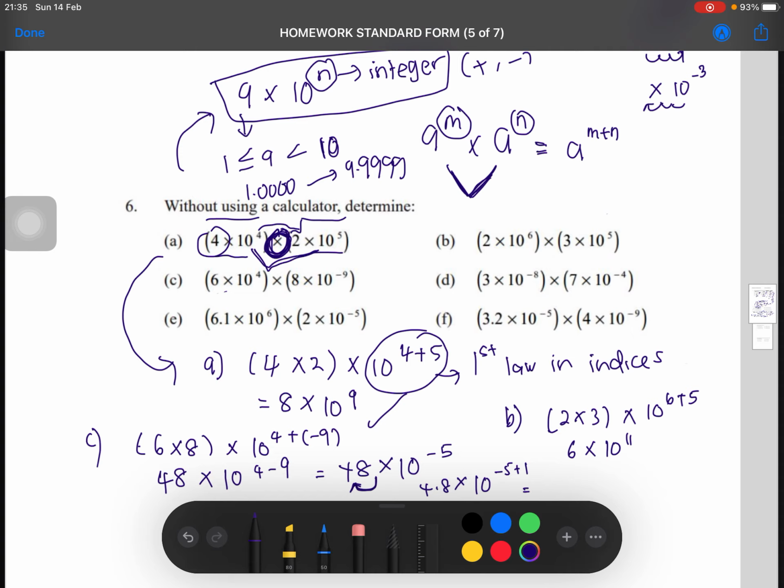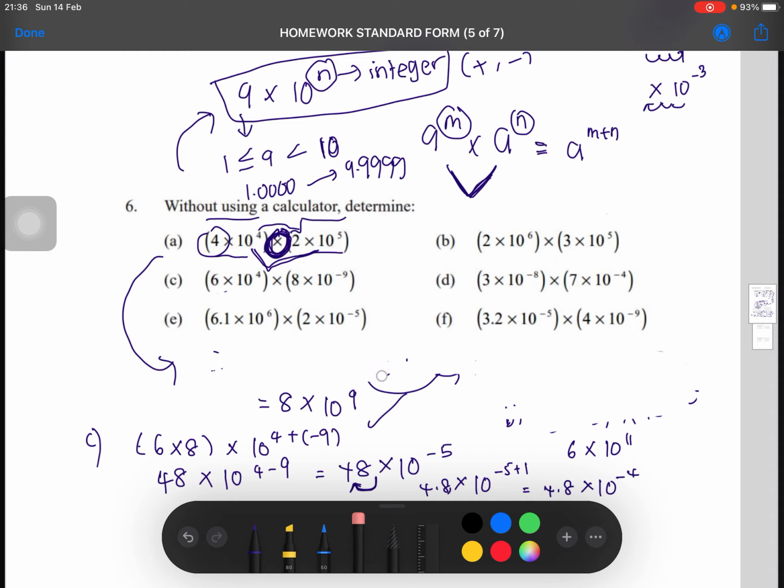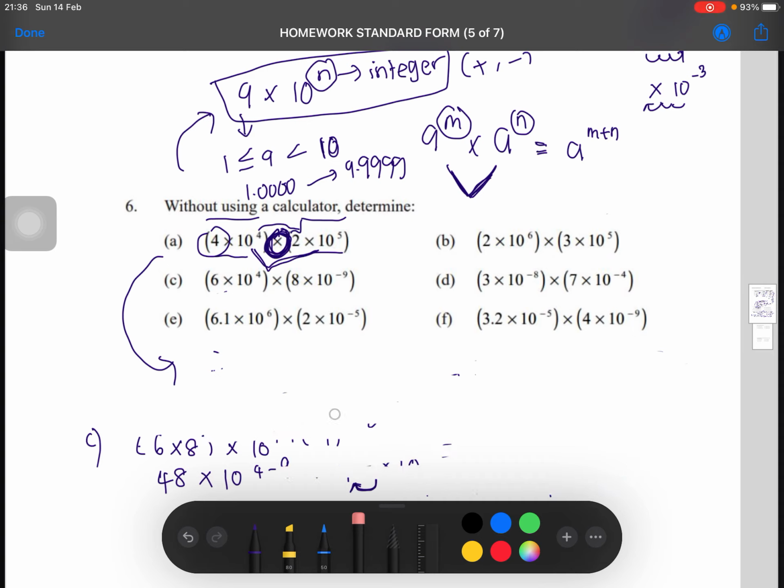For standard form, if we move the decimal to the left, we must add 1. For 1 time plus 1, for 2 times plus 2. Okay, the answer is 4.8 times 10 to the power of negative 4. Do you follow me? I hope you follow me. Alright, we proceed to question D.